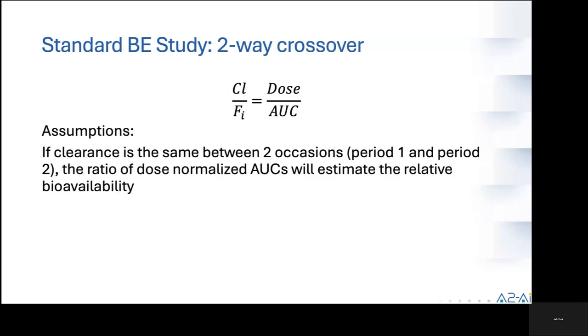Now, we run a standard two-way crossover trial. We use AUC as one of our key parameters, and under the assumption that the clearance is the same between the two occasions, period 1 and period 2 of the crossover trial, the ratio of dose-normalized AUC will estimate the relative bioavailability.